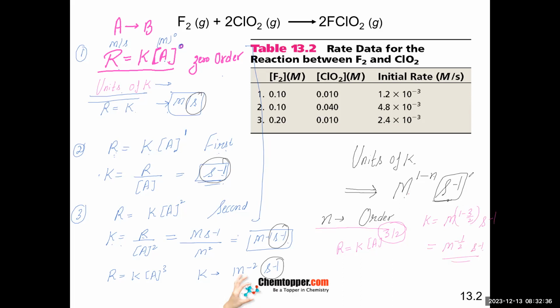So using this general equation, where n is the order, remember n is the order. Many children take it as moles or something. No, n represents moles also, but you can define n for anything. So right now I'm defining it as the order.